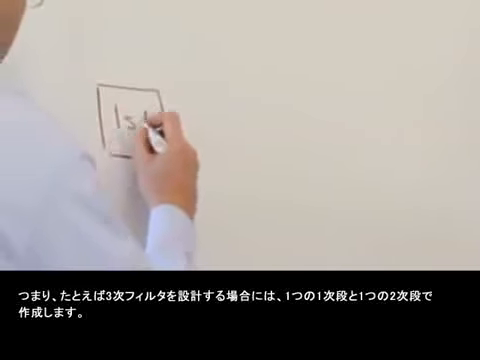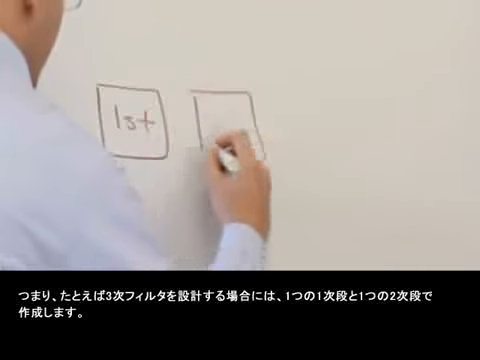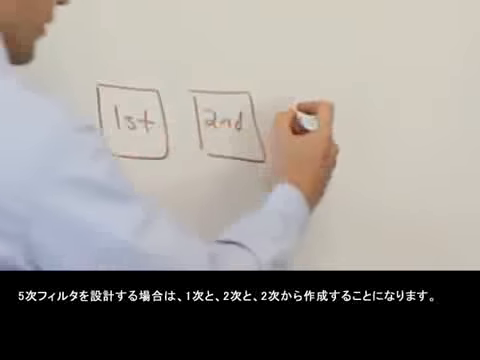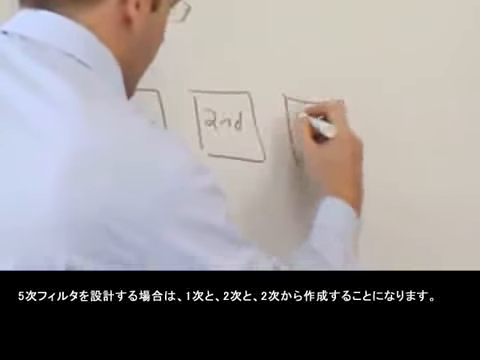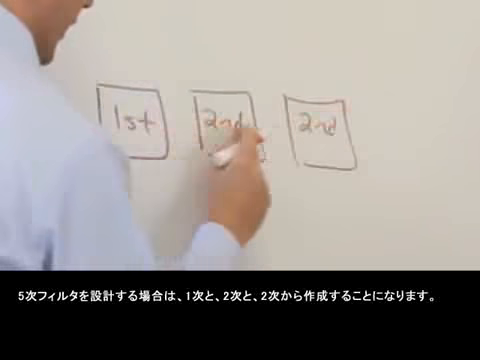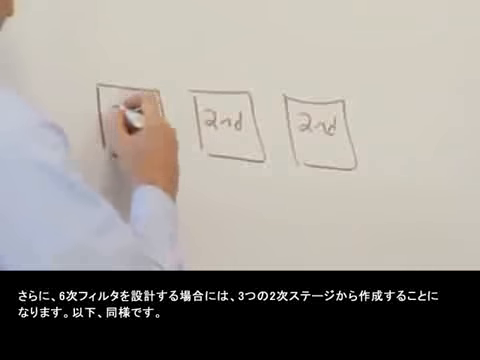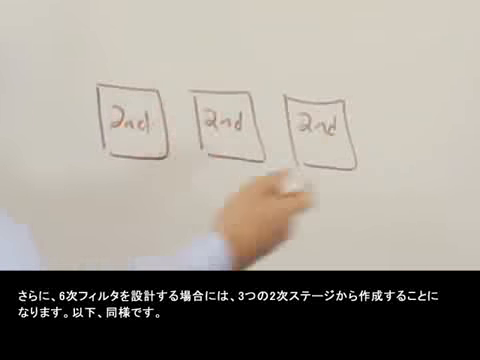For example, if you were going to do a third order filter, then you would make it out of one first order stage and one second order stage. If you were going to do a fifth order filter, then you would make it out of a first and two seconds. If you're going to do a sixth order, you'd make it out of three seconds, etc.